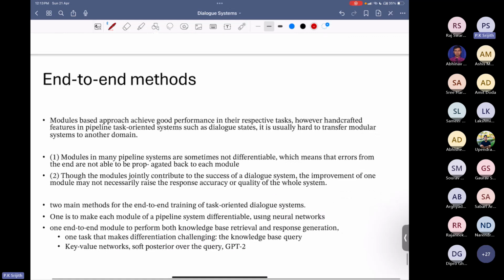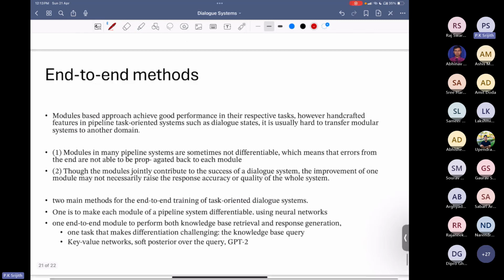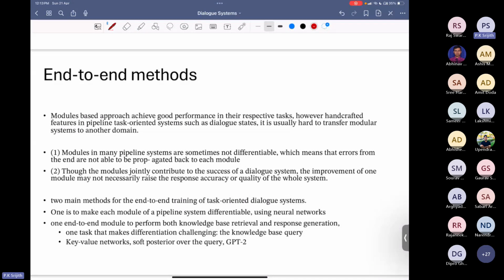So apart from all these approaches that we have discussed, in task-oriented dialogue systems people have also come up with end-to-end deep learning methods, right? End-to-end deep learning methods for task-oriented dialogue systems. So the module-based approaches are very good. They provide very precise answers through which one can interact with the user.